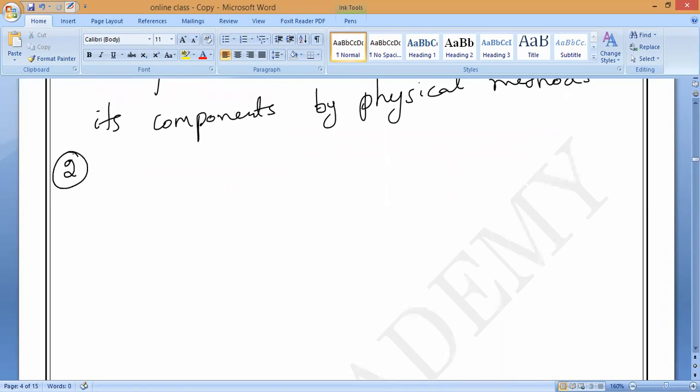First step done. Now coming to the second step. Now, in the second step, you add dilute sulfuric acid. What will happen? Dilute sulfuric acid. Understanding?